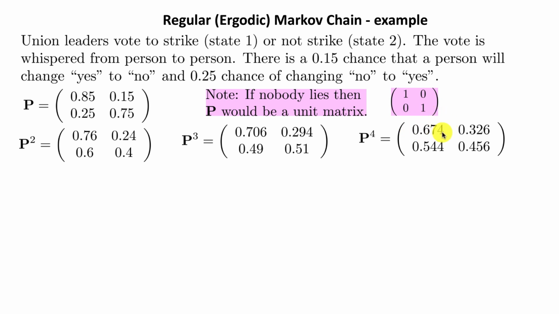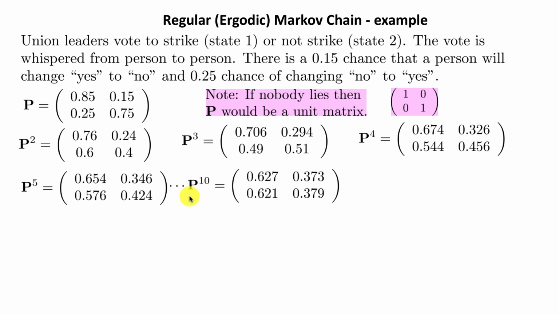And you see now that this entry over here is getting smaller while this is getting bigger. And this row and this row are becoming more equal than they were earlier. Here's P to the 5, and now you see it's becoming still truer. Now I'm going to skip 6, 7, 8, 9. Here is now 10. P to the 10 is 0.627, 0.373, and now you see how close this row and this row are becoming.